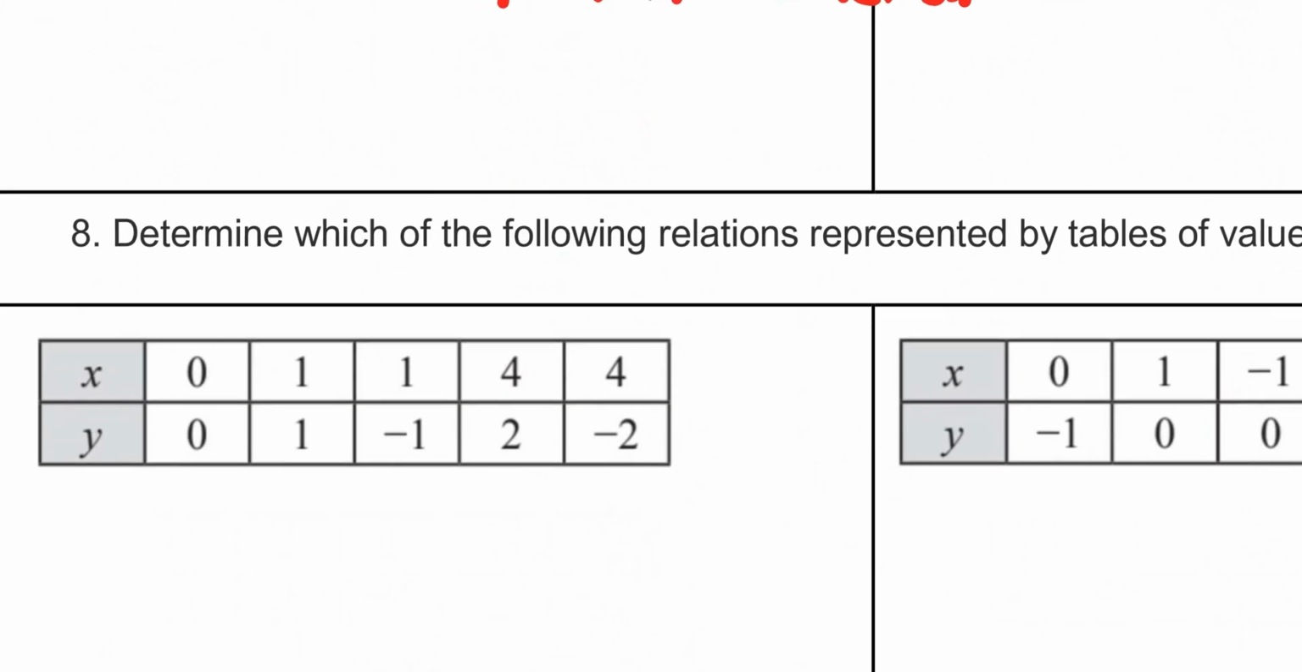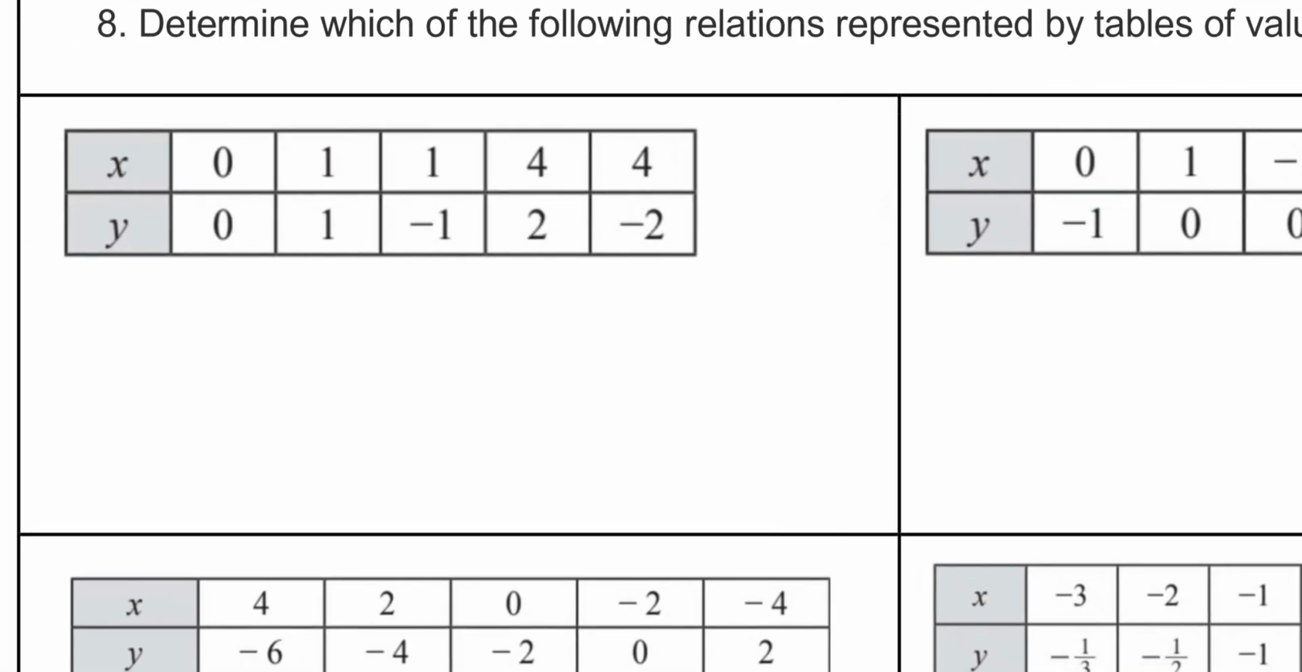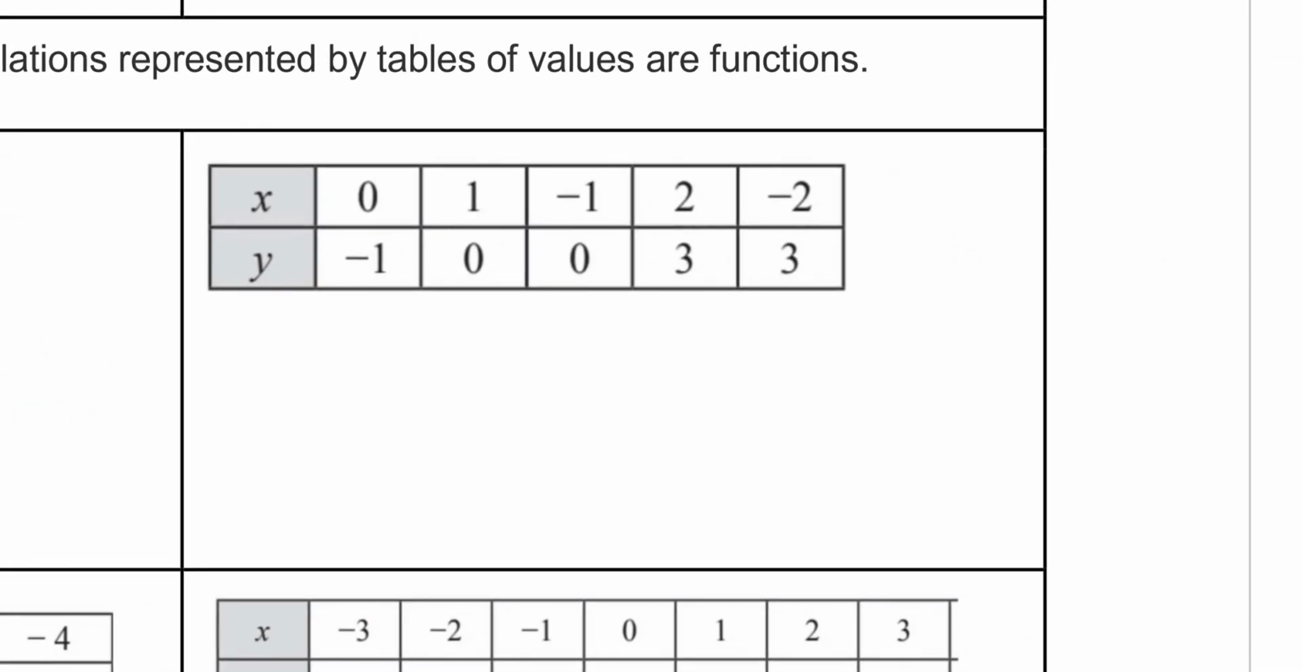Okay, so moving on to the very last one here: determine which of the following relations represented by the table of values are functions. Once again, just look at the x values here. This one is not going to be a function because we have 2 x values that are the same and 2 more x values that are the same, right? So this is not a function. Moving on to this one here, if I look at all the x values, I notice that they are all different, so this is a function.